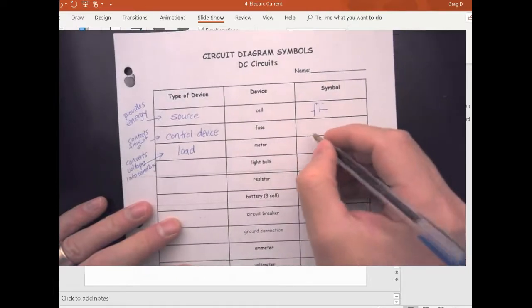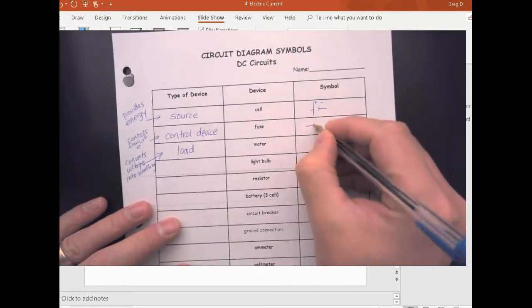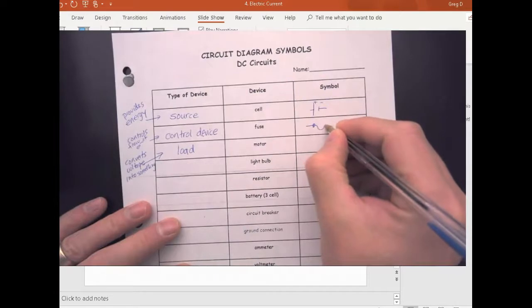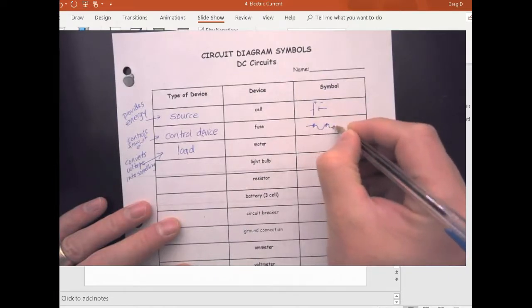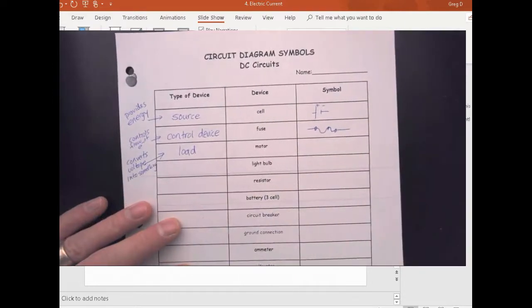You have a fuse, which is a control device. Now, control devices, they control the flow of electrons. So this is an example of it, it should look like that. It controls the flow of electrons.